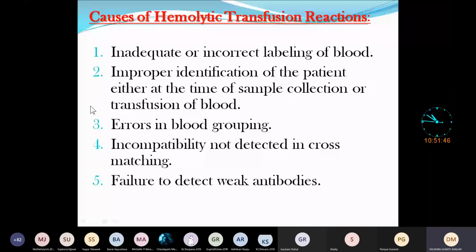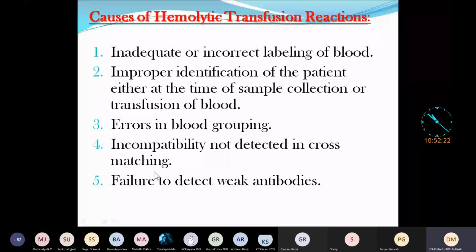So here sometimes an improper identification of the patient can occur, either at the time of sample collection or in case of the transfusion of the blood. So this example also I gave you. And then errors in blood grouping. Sometimes there will be hundreds and hundreds of blood units, and so much precaution we have to take that if A blood group is written as B blood group, then there can be error, isn't it? So all these things will lead to the hemolytic transfusion reaction.